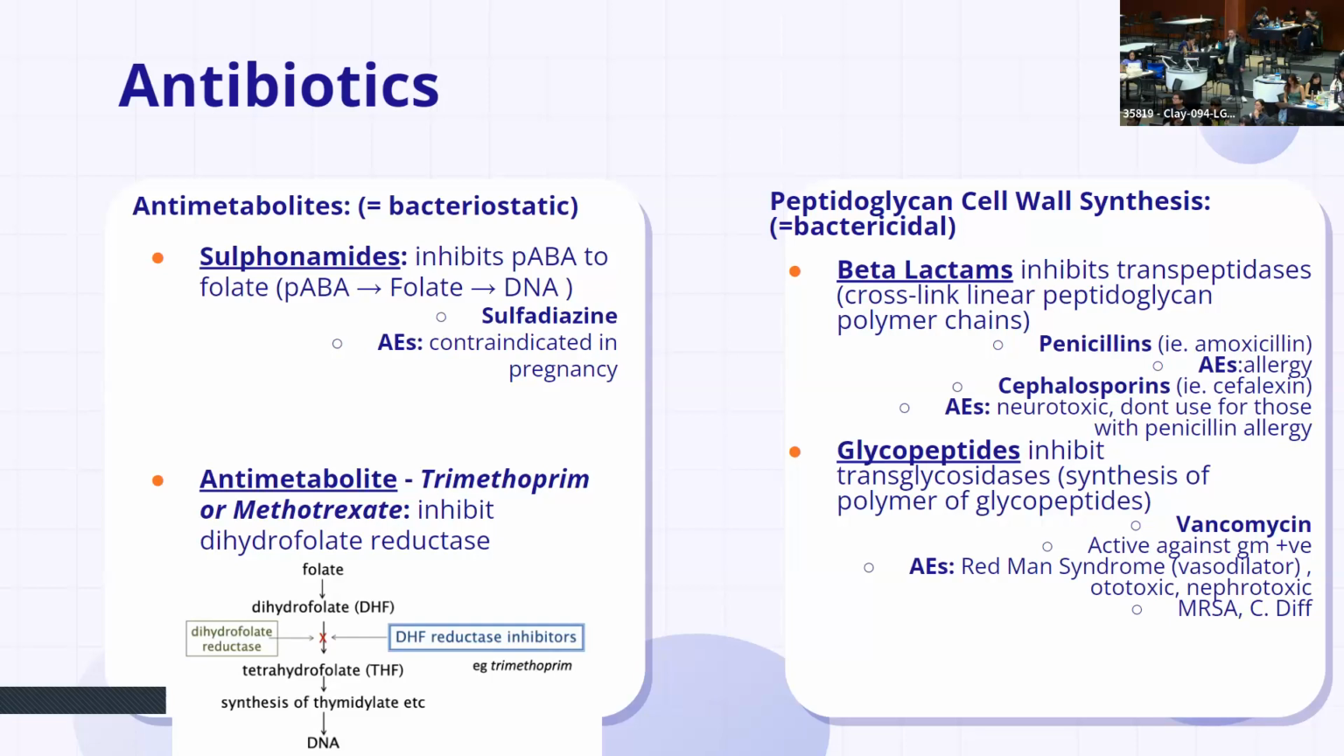And they inhibit transglycosidases, and that is the synthesis of the polymer of glycopeptides, so we're stopping that. They're effective against gram-positive bacteria. The way I remember is I think of vancomycin and an ambulance van, it's got a red cross. So it's positive, like a plus, and red. Red man syndrome is the major side effect from that because it's a vasodilator. It can also be ototoxic and nephrotoxic, and it's good for methicillin-resistant Staph aureus and Clostridium difficile.